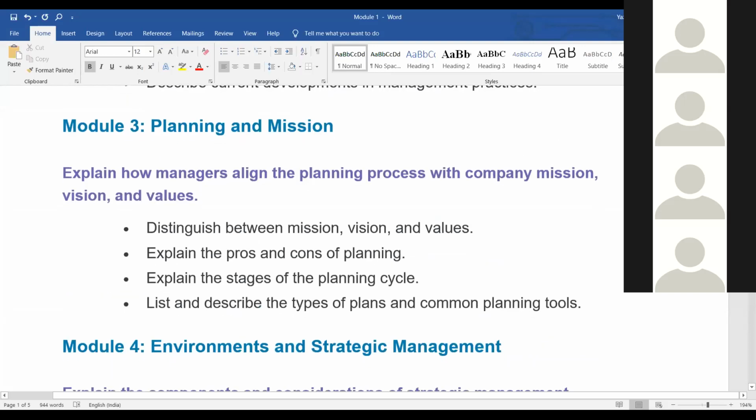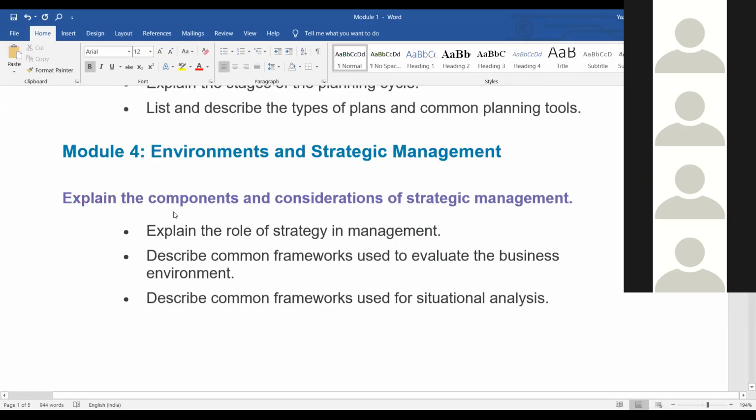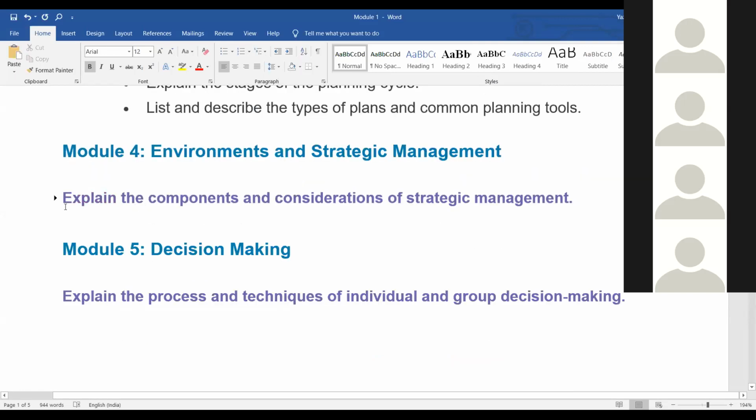Then for the third module, they have written: explain how managers align the planning process with the company mission, vision and values. Here also they have written only for K2 level. Explain is your depth. It is purely knowledge domain. Then the fourth outcome, explain. Here also K2 level only. Explain the components and considerations of strategic management. Strategic management, they have written one course outcome. Then for the fifth module also, same, explain.